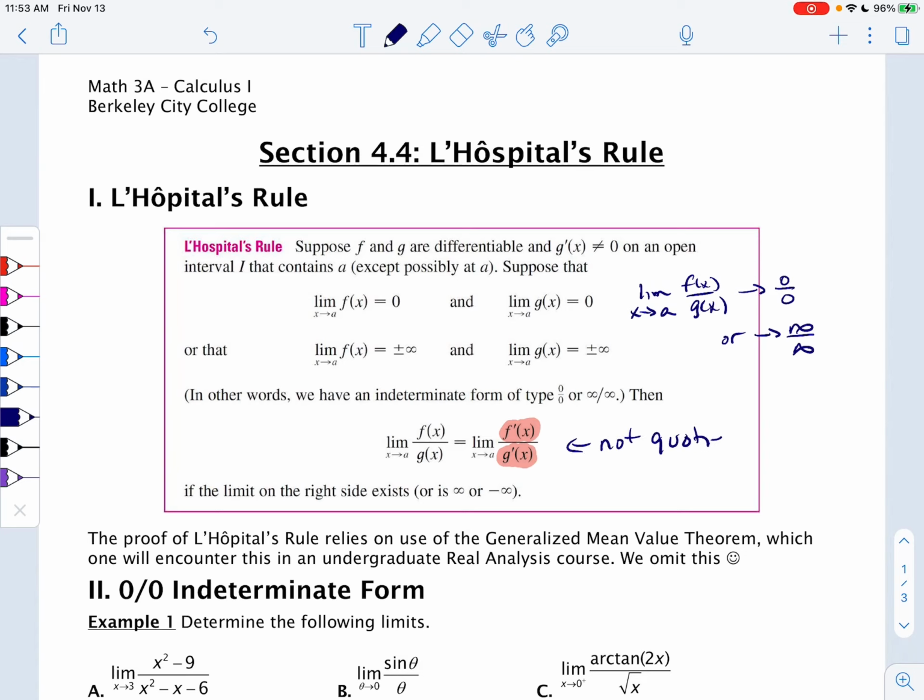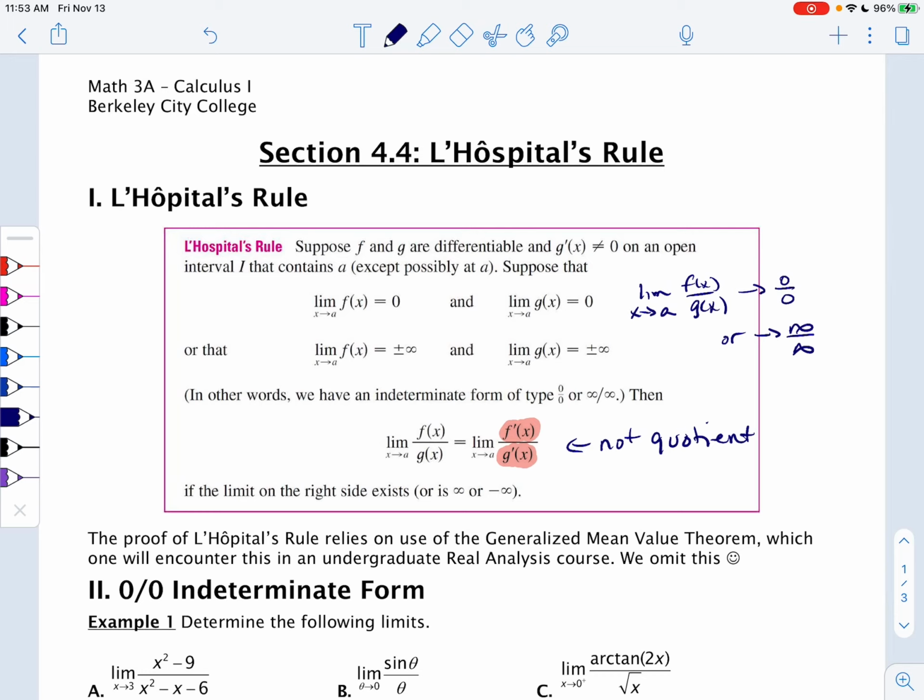You can only use L'Hopital's rule if you end up with a limit that's going to 0 over 0 or infinity over infinity. Otherwise, if you get a number over 0, then you'll be claiming it's positive or negative infinity. If you have 0 over a number that's not equal to 0, then you would have 0. If you have a number over infinity, it's going to 0. If you have infinity over a number, it would be going to infinity. And if you get a number over a number, you would be going to that number.